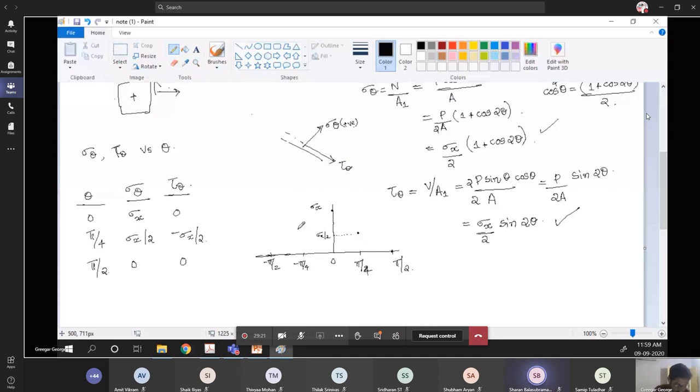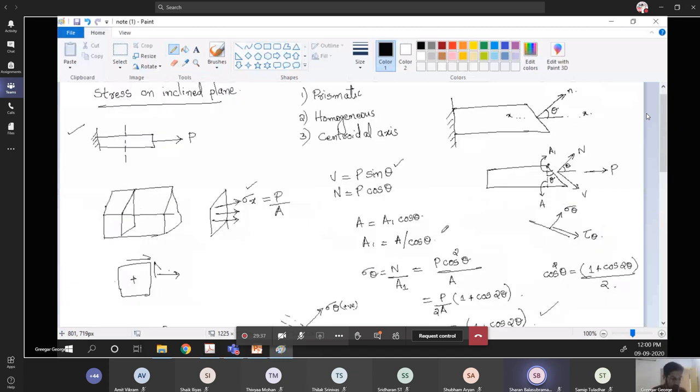Sir, logically, when it's pi by 2, we should have a shear component, no, sir? Like when we apply the load P along the x-axis, and we have a surface perpendicular to the load, then we'll have a shear component. Yes, that's correct. But at the same time, we need to consider which cross-sectional area you are considering. I got your point.